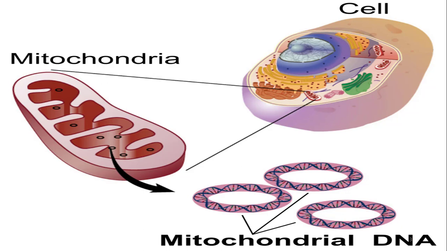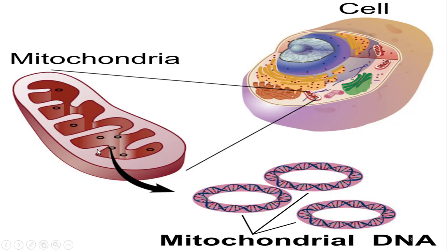Dear students, look at this structure. This is the structure of an animal cell. All eukaryotic cells, whether they are plant cells or animal cells, contain mitochondria in them. Mitochondria is a double membrane organelle. The outer membrane is smooth and relatively permeable to small molecules. The inner membrane is less permeable as compared to the outer membrane.